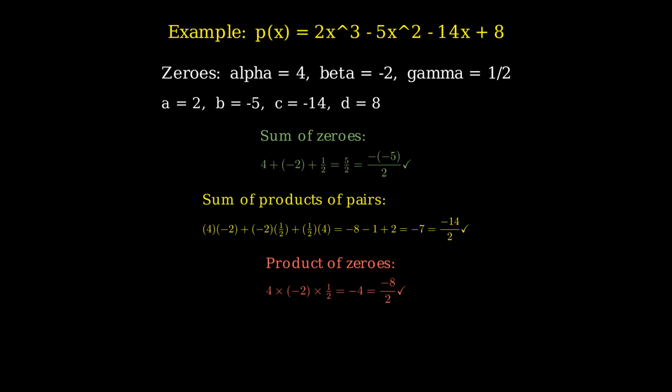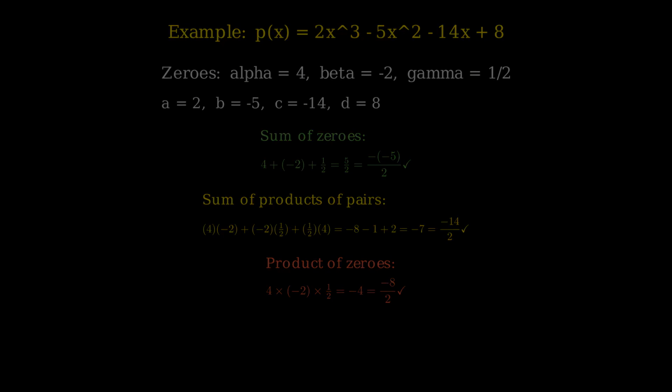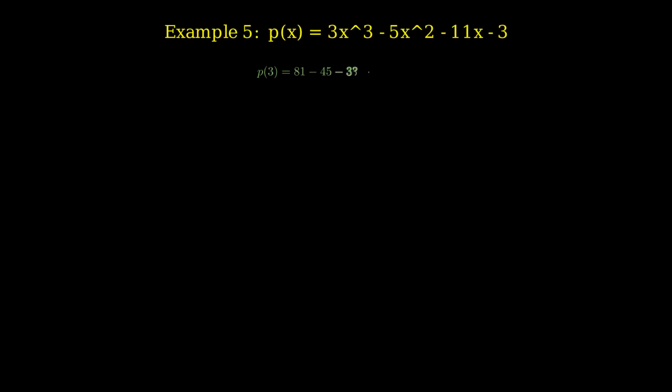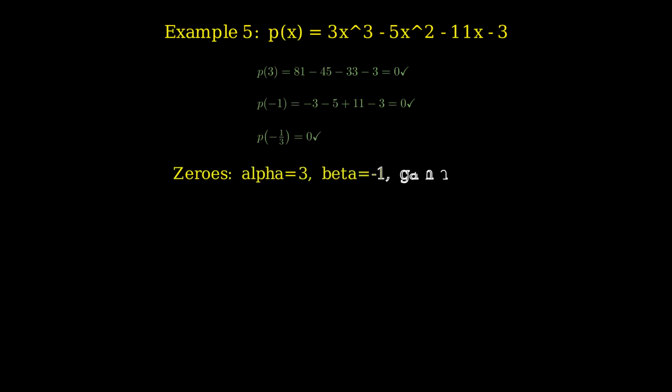This is the sum of all possible pairs of zeros multiplied together. Relationship 3 is the product of all 3 zeros. Alpha times beta times gamma equals negative d divided by a. Notice the sign pattern. The sum uses negative b over a, the pair products use positive c over a, and the full product uses negative d over a. This alternating sign pattern is easy to remember.